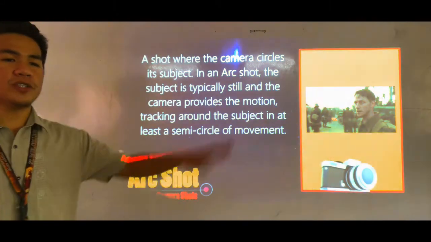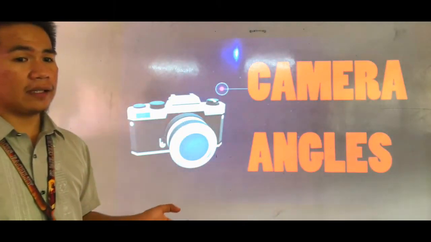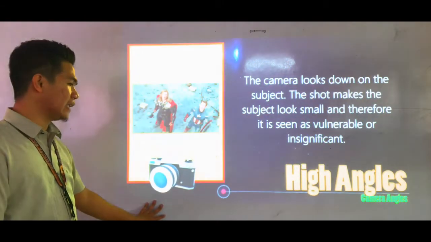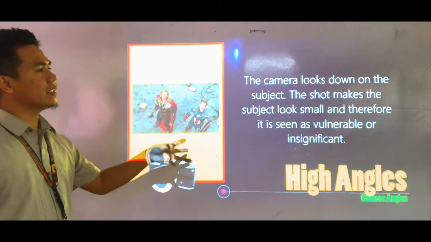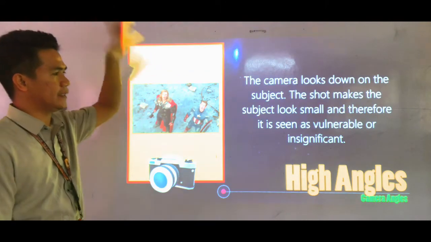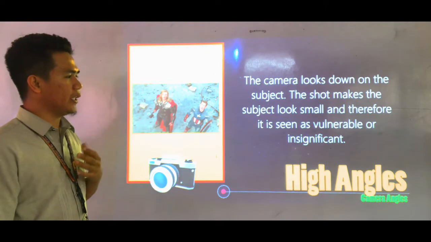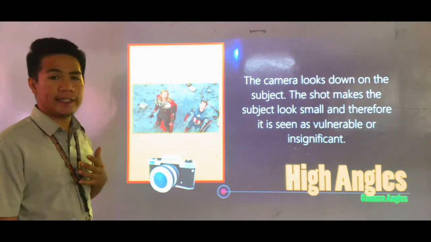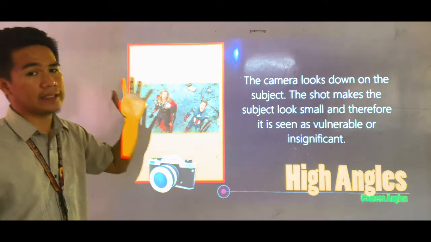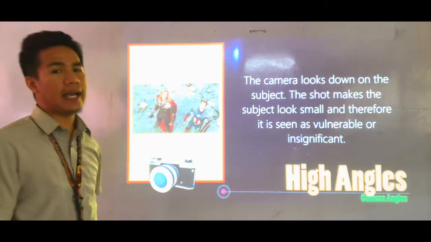Okay? We have also the camera angles. Okay? So, here are the camera angles. So, under camera angles, we have the high angles. Okay? So, the high angles, the camera looks down on the subject. Okay? Nasa taas yung camera, tapos nasa baba yung subject. The shot makes the subject look small, and therefore, it is seen as vulnerable or insignificant. Okay? Yung parang nasa taas yung camera, tapos tinitignan ka ng subject na gano'n. Okay? From the word high, nasa taas, high angle.